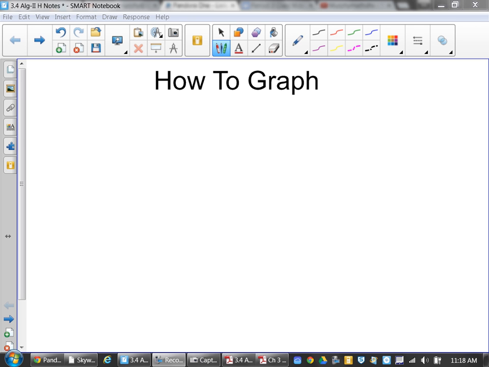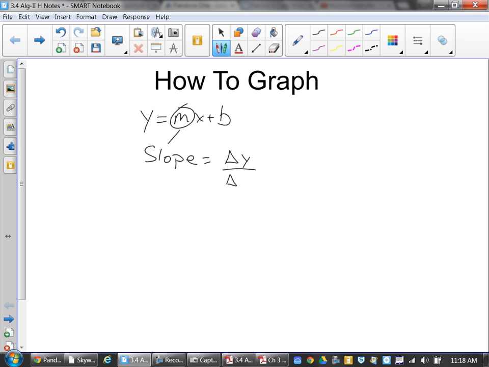So you graph lines with y equals mx plus b, where m is your what? Your slope. Now slope, remember, is the change in y over the change in x. So it's your rise over run.